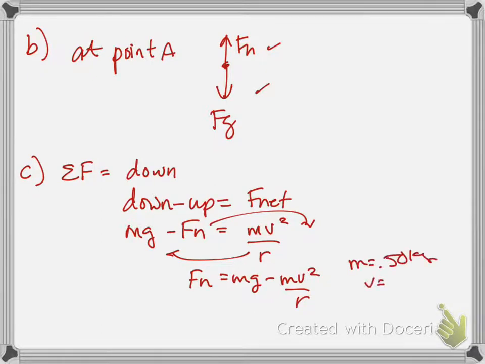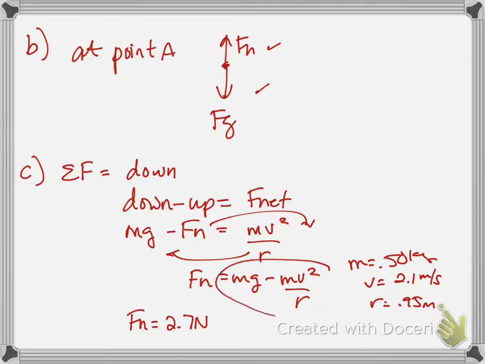The velocity we just figured out was 2.1 meters per second. And the radius of this circle is 0.95 meters. We get that off the drawing. So the normal force at the top there is 2.7 newtons. And just a side note there, it is less than the weight of the car. You felt that before. When you go over a hill, you feel a little bit lighter. That's because the normal force, which is how heavy you feel, is less.